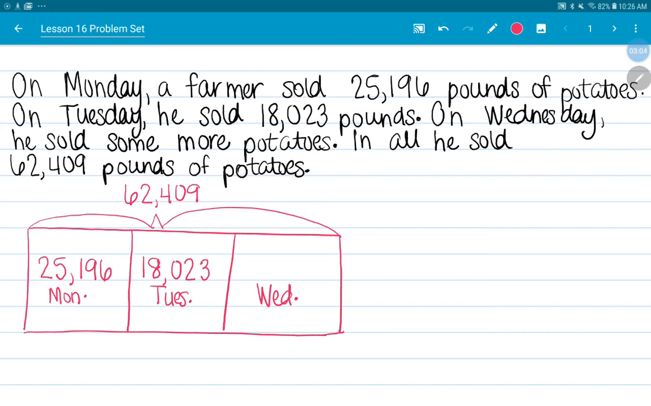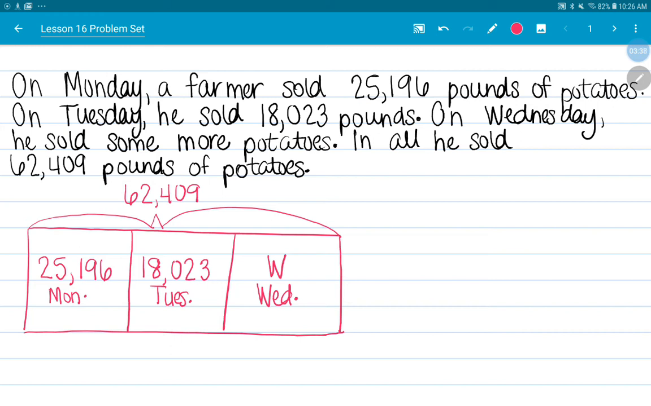Okay, you can write whichever one you want. I'm going to put a W for Wednesday. But you can put whatever you want. That's completely up to you. So we've made sense of the problem now. We know how much he sold on Monday is a part. The amount he sold on Tuesday is a part. And we have another part that we don't know, which is what was sold Wednesday. We also know our total is 62,409.